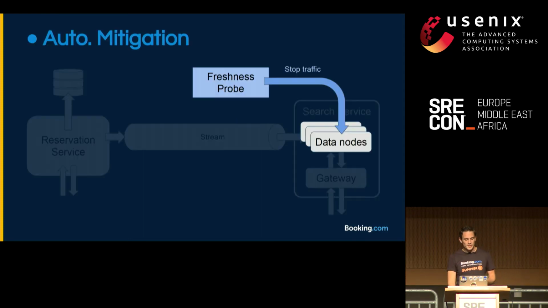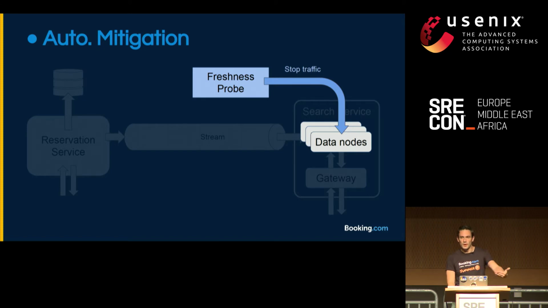Well, the first thing is we could easily do automated mitigation, out of the box, for free. We had this probe that is monitoring the SLI. It's monitoring freshness. Now we have a contract with our product managers: if it's more than 2 minutes delay, it's not good for us. We have many data nodes, so we can use this probe and just discard some boxes when they're wrong without affecting anyone. So we did that, and it works fine.